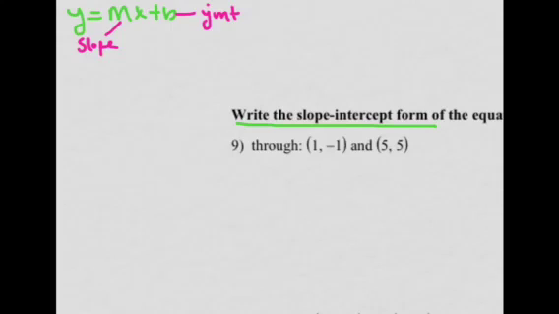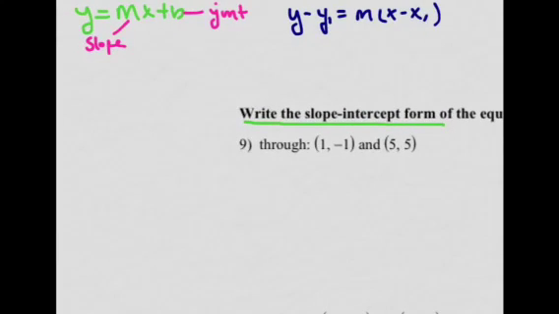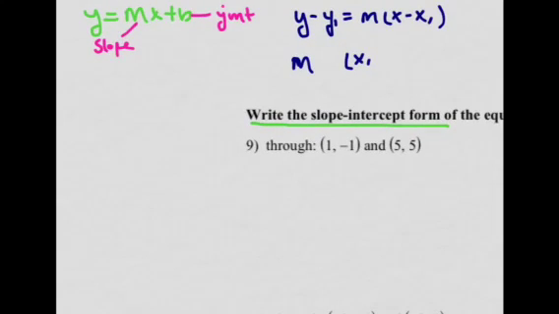And if you also recall, there's another equation of a line called the point-slope equation. And that is y minus y1 equals m times x minus x1. In that particular equation, you need the slope m. And then you also need a point x1, y1.